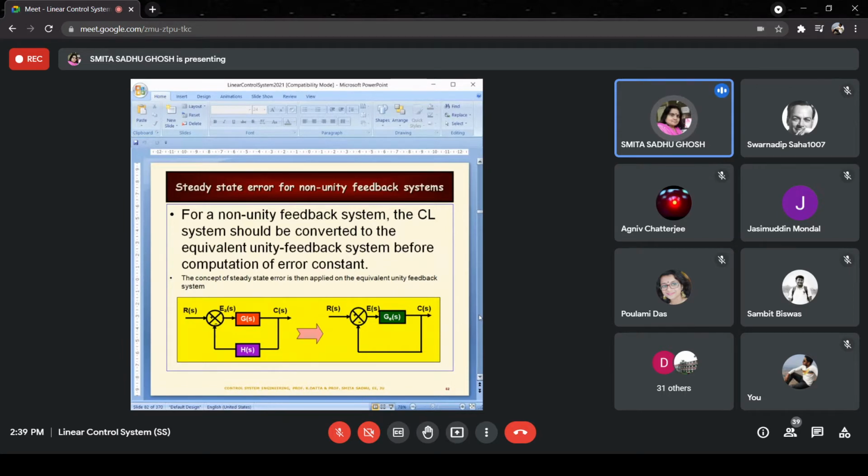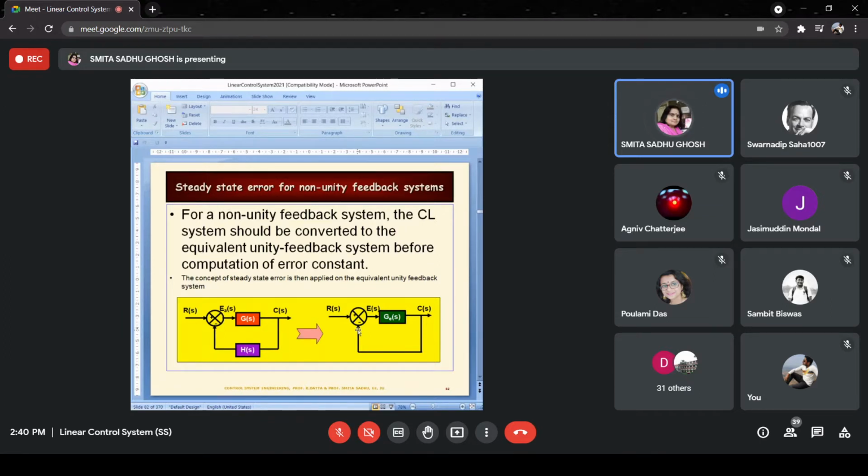But what happens when we have a non-unity feedback in a system? We already know that systems may have a unity feedback, meaning that your feedback path element is only a pure gain equal to 1, in which case it's not put over here as a block, but we just take the signal from there and take it to the feedback this way.